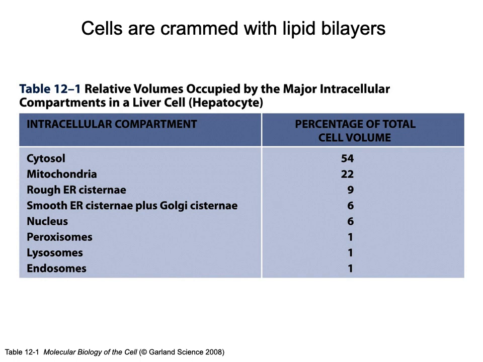When we look at the ER, it's about 15%, but that can be broken down into the rough ER, which has ribosomes attached to it, at 9%, and then the smooth ER at 6%. Then the nucleus is 6%. Your peroxisomes, lysosomes, and endosomes are specialized vesicles that have membranes, and they're about 1% each.